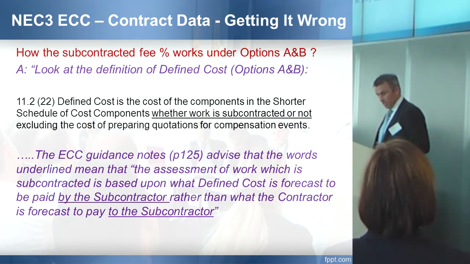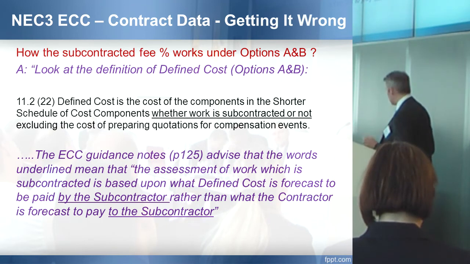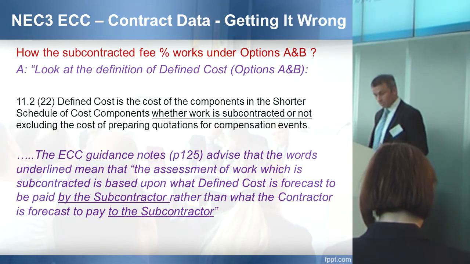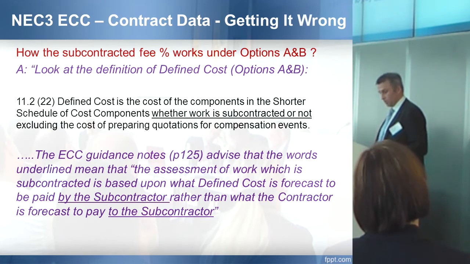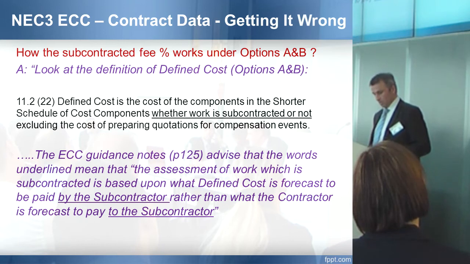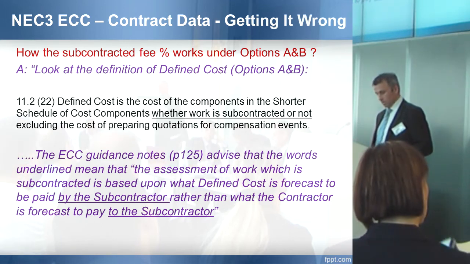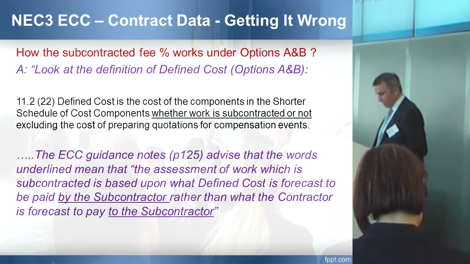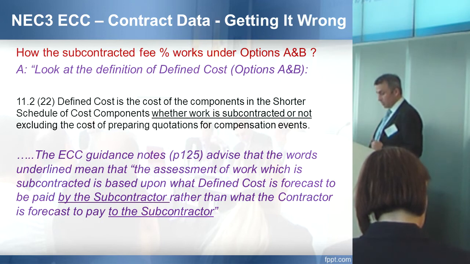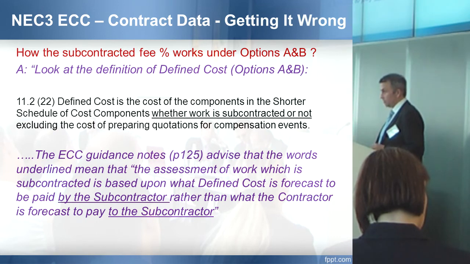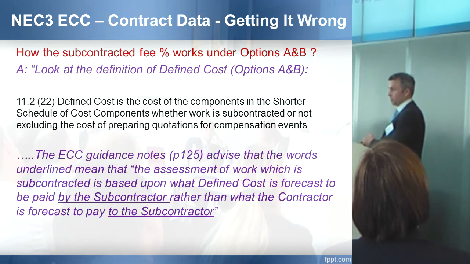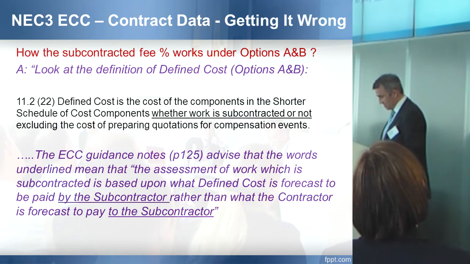So the first answer that came back was, look at the definition of defined cost for options A and B. Defined cost is the cost of components in the shorter schedule of cost components. Tick. Whether work is subcontracted or not. Okay, that's the key words. Then you go to the guidance notes, and they advise that these words mean that the assessment of work which is subcontracted is based on what defined cost is forecast to be paid out by the subcontractor, not what you are paying in total to the subcontractor.